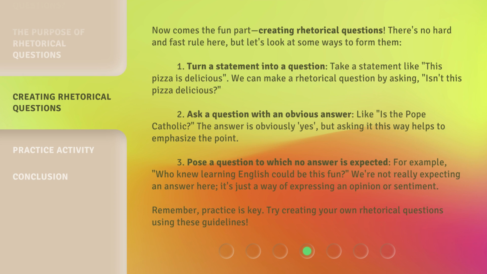2. Ask a question with an obvious answer. Like, "Is the Pope Catholic?" The answer is obviously yes, but asking it this way helps to emphasize the point. 3. Pose a question to which no answer is expected. For example, "Who knew learning English could be this fun?" We're not really expecting an answer here. It's just a way of expressing an opinion or sentiment. Remember, practice is key. Try creating your own rhetorical questions using these guidelines.